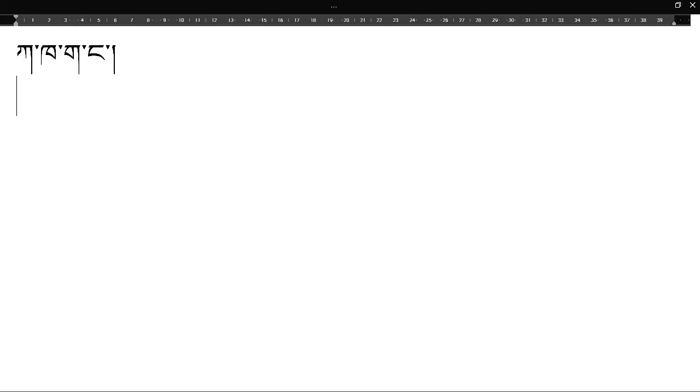The next row is in a slightly different place in your mouth. So the first one is ja. And then we have cha. Then we have ja. And then we have nya.